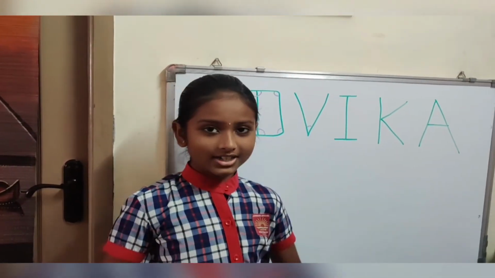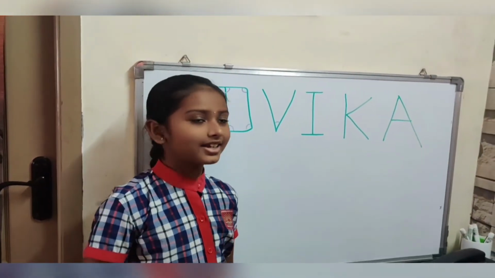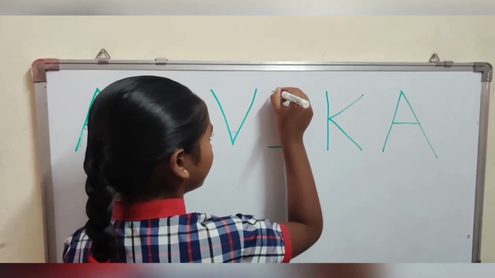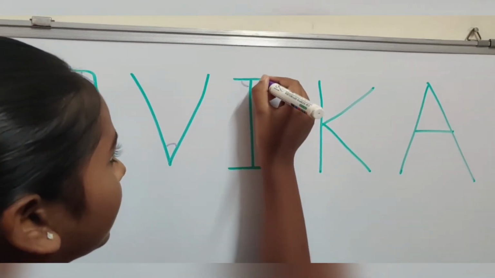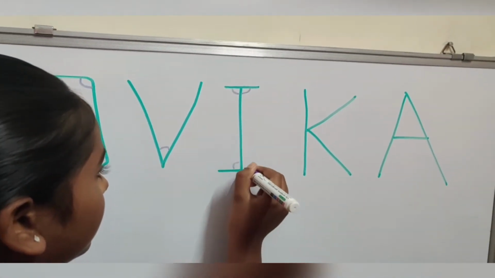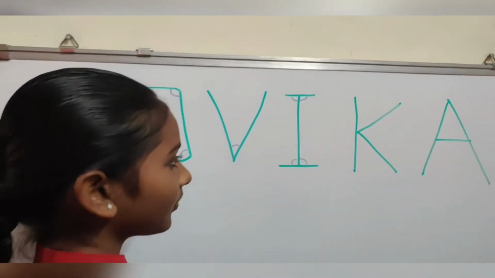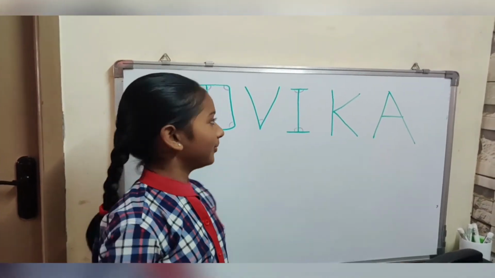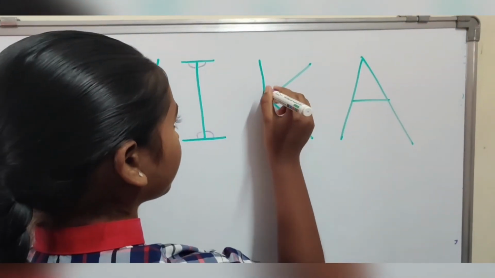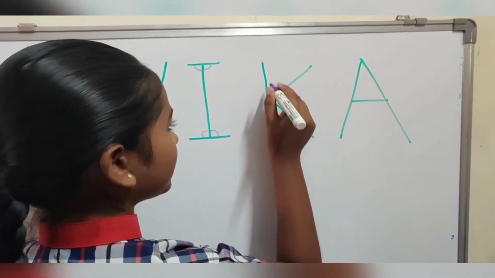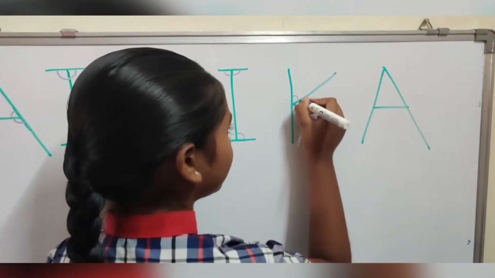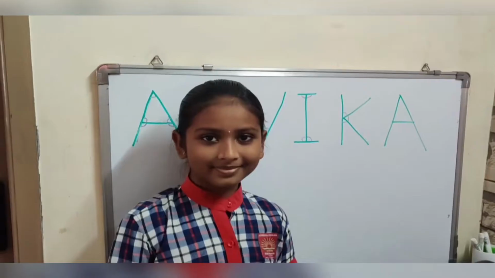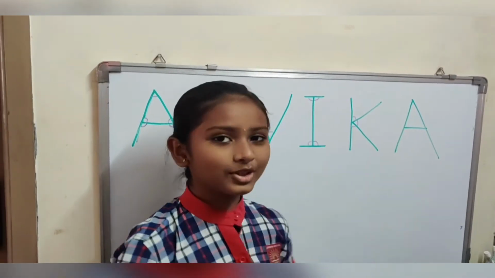I have one straight angle and 4 right angles in I. This is the straight angle and these are the 4 right angles. 1, 2, 3, 4. I have 2 acute angles and 1 right angle in K. 1, 2. These are the 2 acute angles and this is the right angle. And I have another A which we already did.